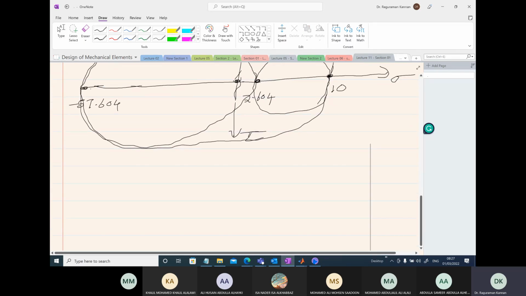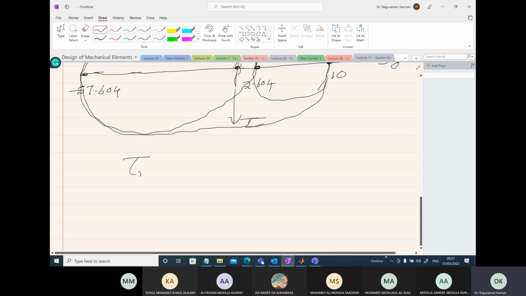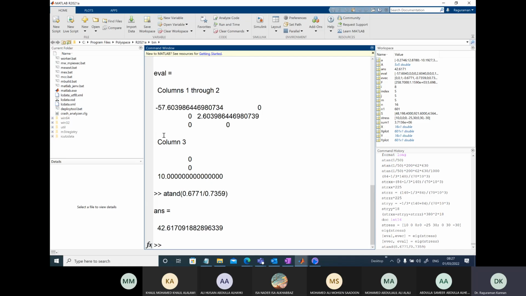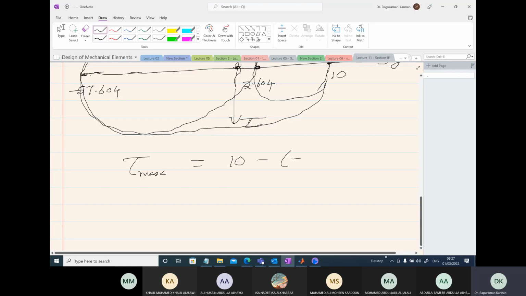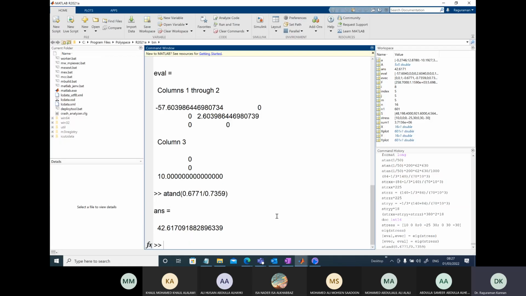Okay. So now I use the formula to get the absolute maximum shear stress. Sigma 1 value is 10, minus negative 57.604, the whole divided by 2. So now we have tau max equals 67.604 over 2. So let's try to get the max shear stress.